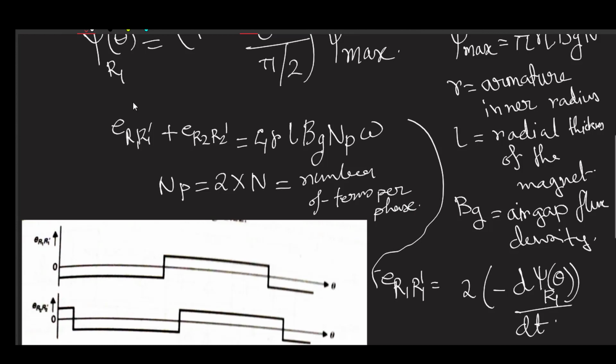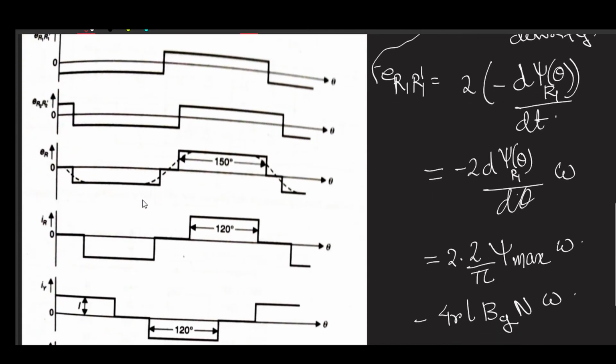Now what would the EMF and current waveforms be? This is our EMF waveform, this is E R1 R1 dash. What about E R2 R2 dash? There will be just a 30-degree difference. So what about ER? You will get it by adding them. So you are basically getting a 150-degree flat top in your ER.